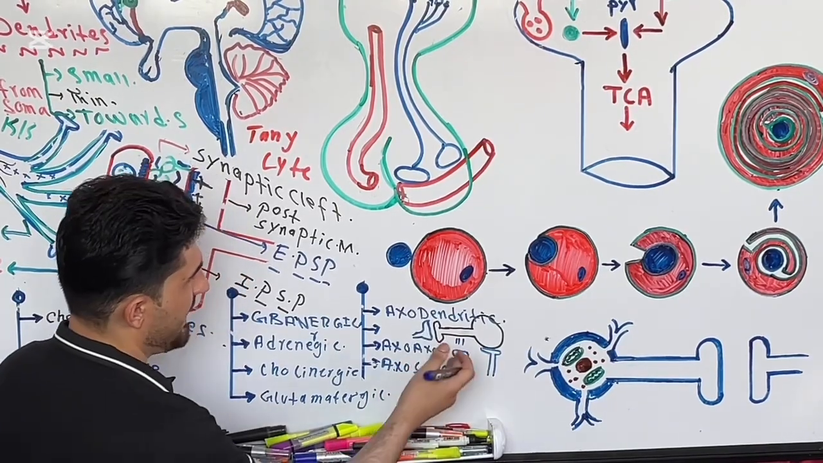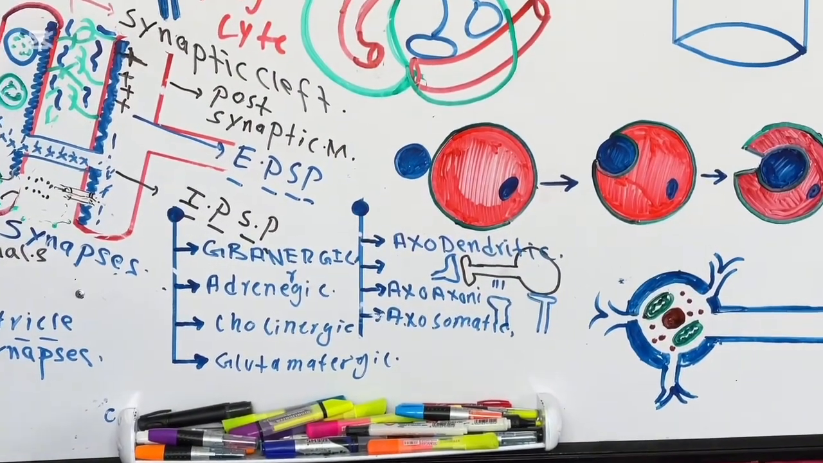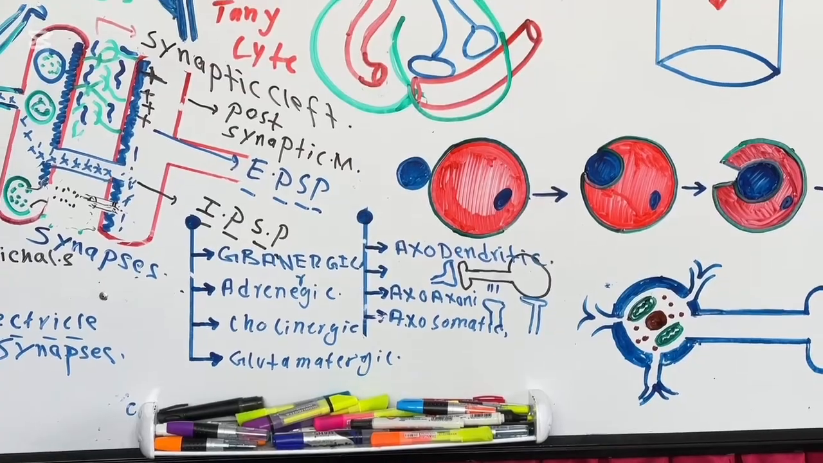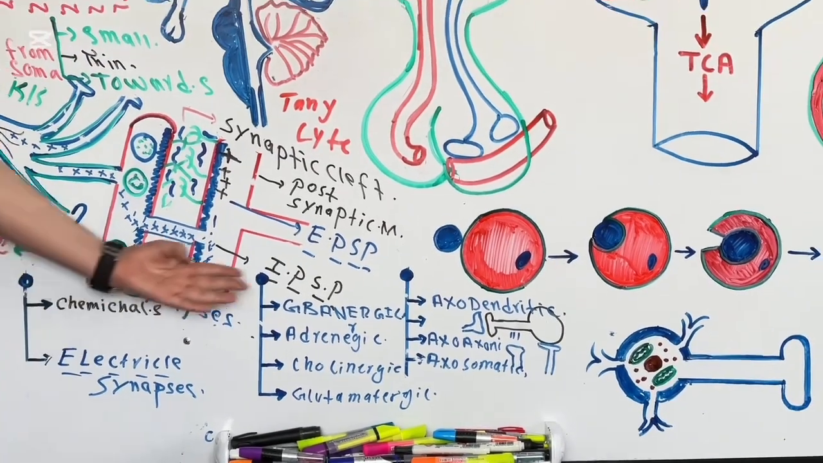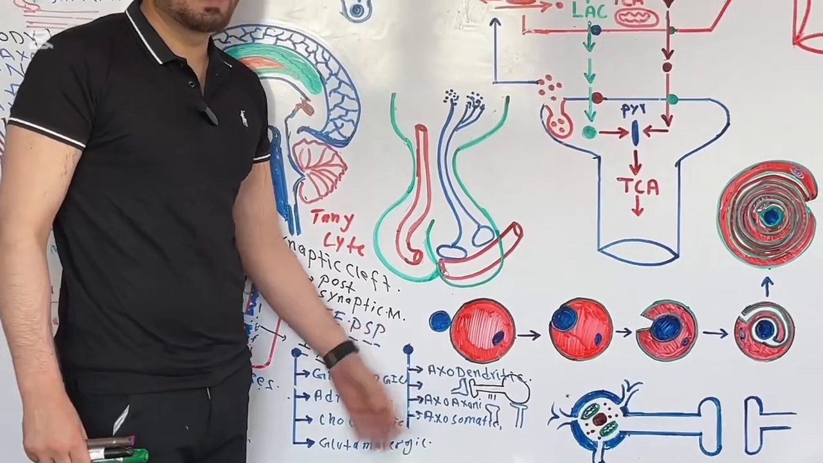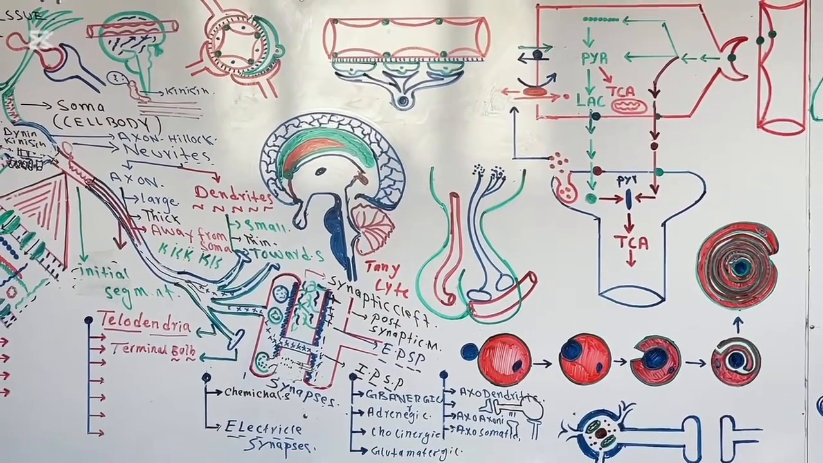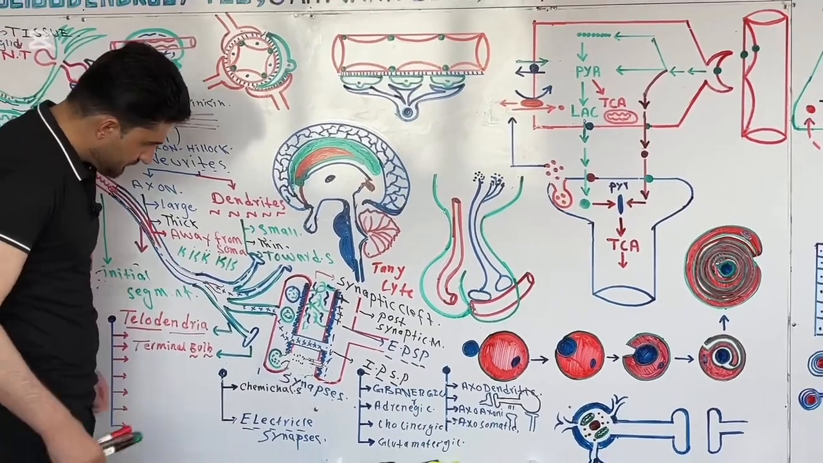The most common one is the axodendritic synapse. So these were the types of synapses based on their communication, based on their neurotransmitters, and based on their location or structures.